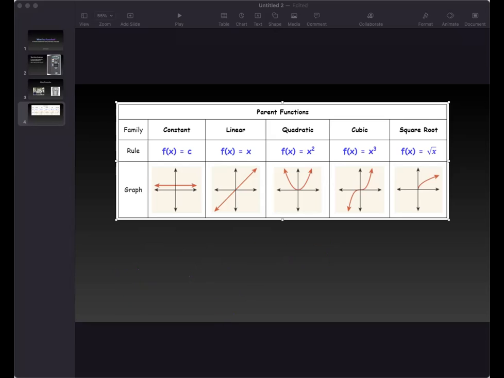Okay, so let's dive in. In this one, we're only going to go over the constant function, and in the next videos, we'll go over some of our other parent functions. So let's talk about this constant function. You can see the rule here. It's just f of x, or y, equals c.